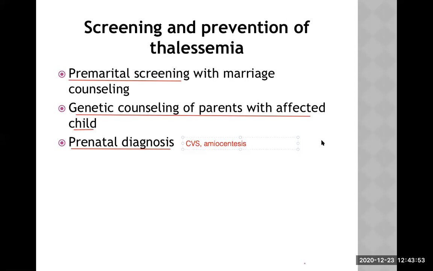Splenectomy can be done. And the most important definitive management here is a bone marrow transplantation, if the donor is available, if the family can afford it. Okay, so this is all about beta thalassemia major.